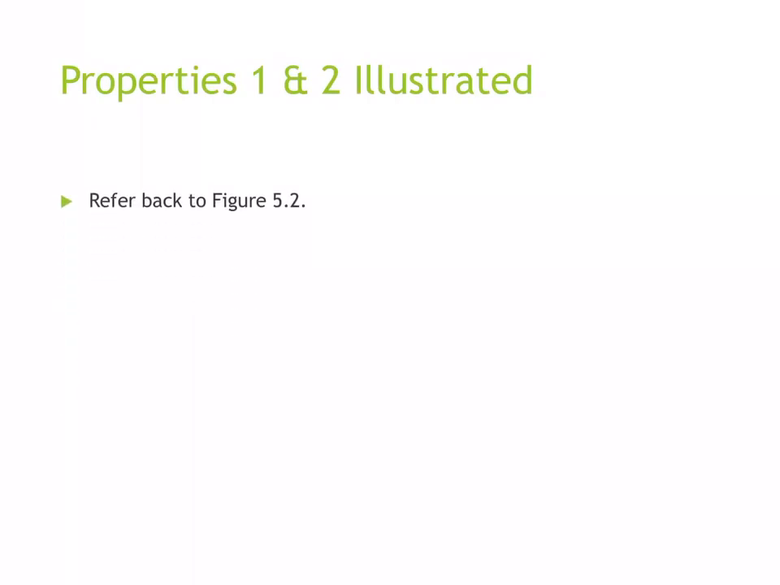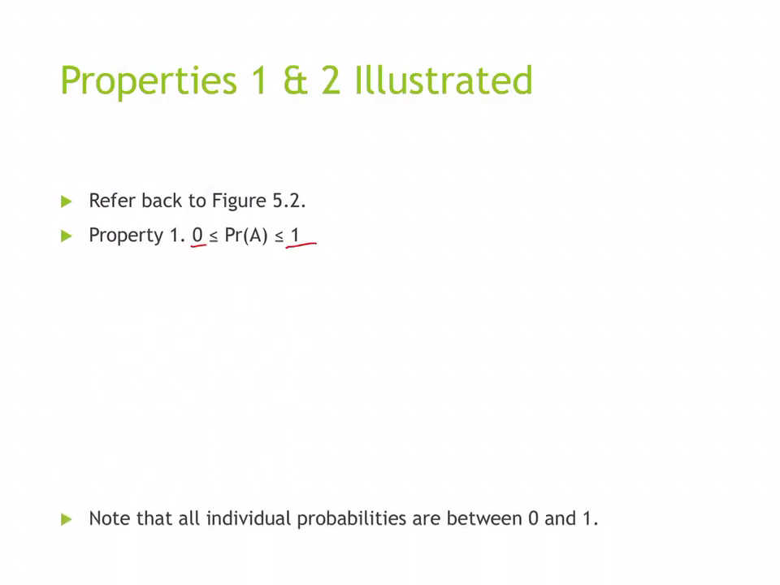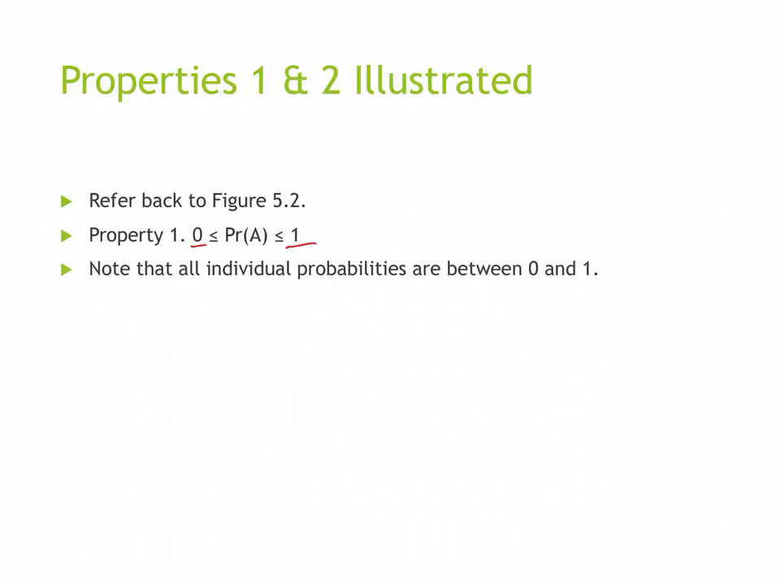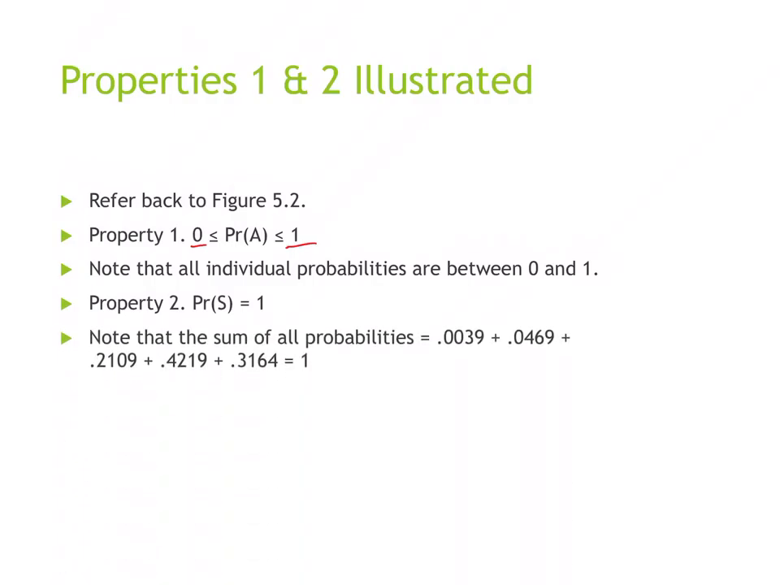So here are probabilities, or properties 1 and 2 illustrated. So we can go back to 5.2 and show that for property 1, the probability is always between 0 and 1. Note that all individual probabilities are between 0 and 1. Property 2, the probability of the sample is equal to 1. Note that the sum of all the probabilities, if you were to add up the probabilities of the success of 0, 1, 2, 3, and 4 is equal to 1.